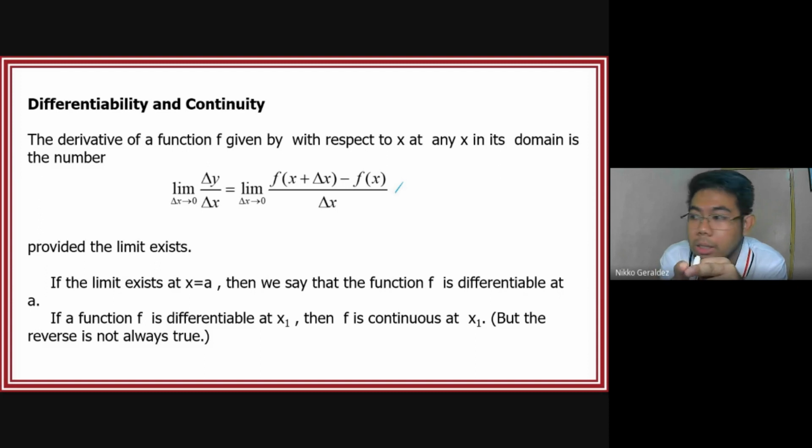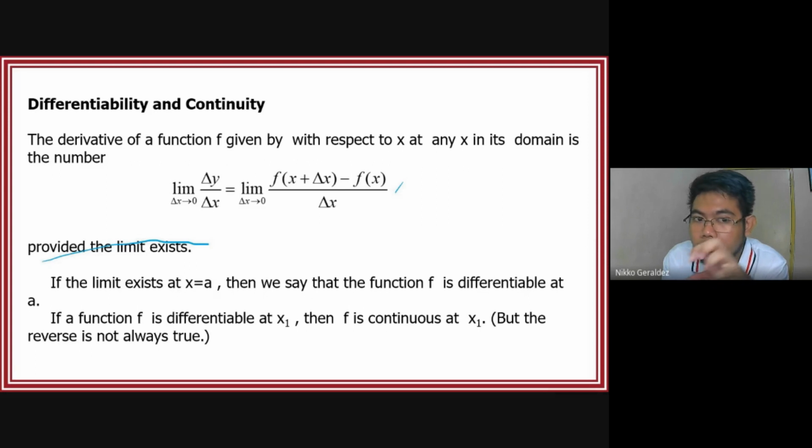And third is the instantaneous rate of change. So you can define the derivative of a function in three ways: the slope of the tangent line, the slope of the curve at a point, and the instantaneous rate of change, provided the limit exists, to get the derivative.